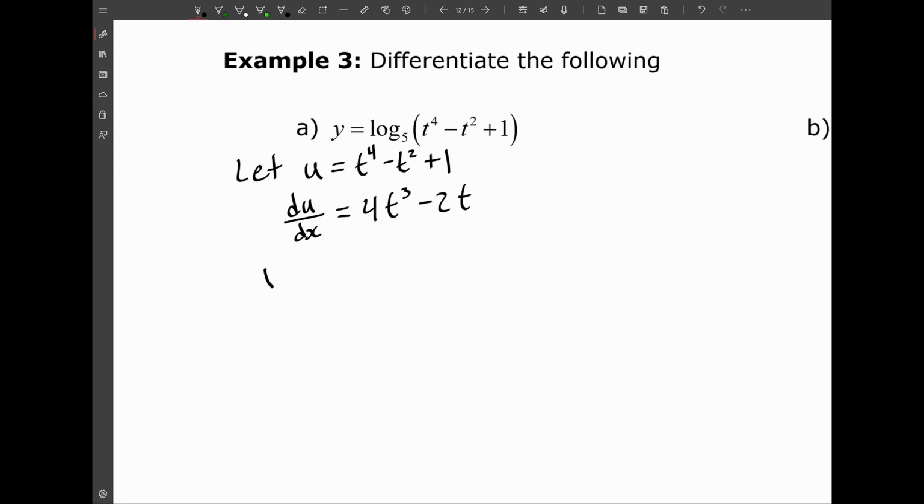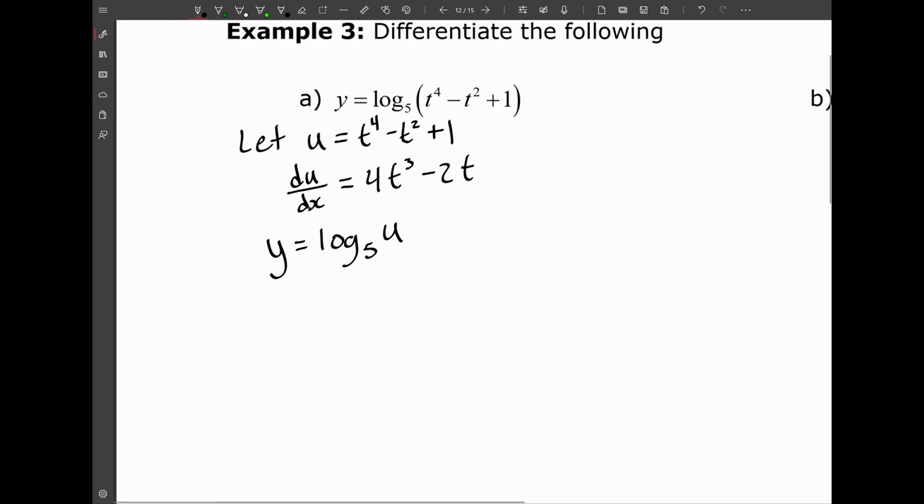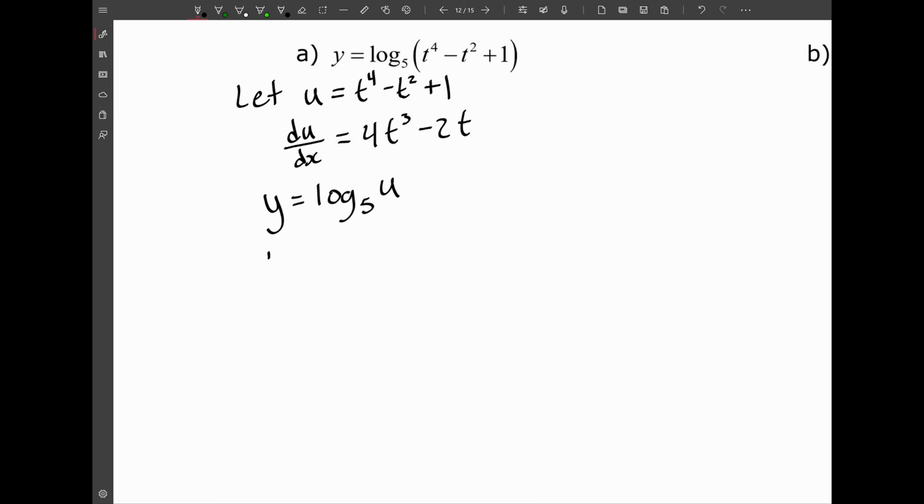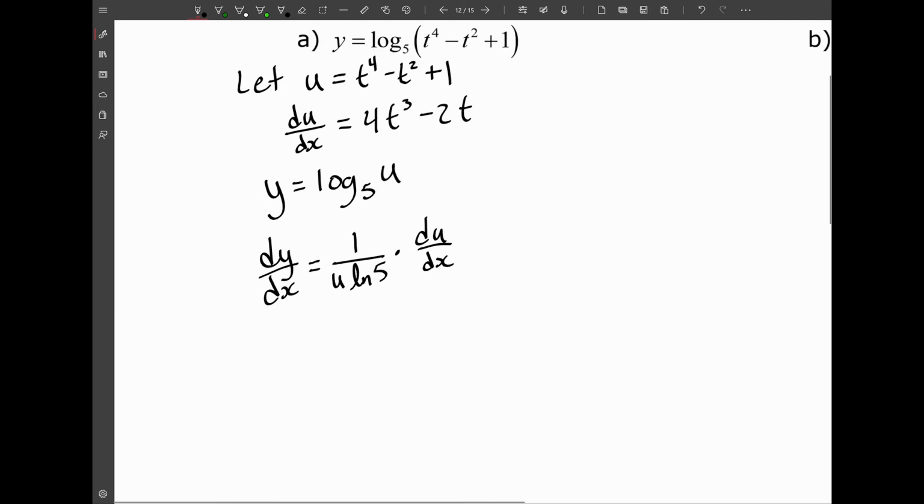All right, so now we've got y is equal to log base 5 of u. And from our result that we got earlier, we know that dy dx of that is going to be 1 over u times du dx. Right? Because, oh, sorry, not 1 over u. That would be for natural logarithm. 1 over u natural log of 5. There we go. So it's 1 over u times the natural log of the base of our logarithm.